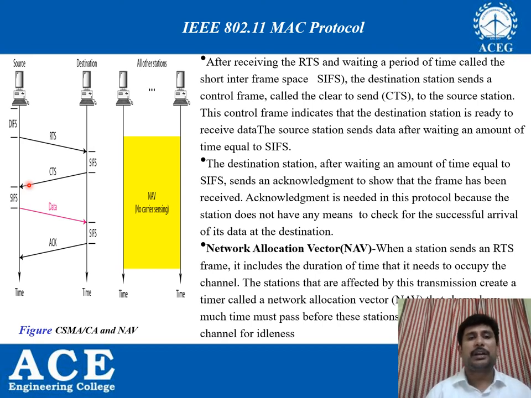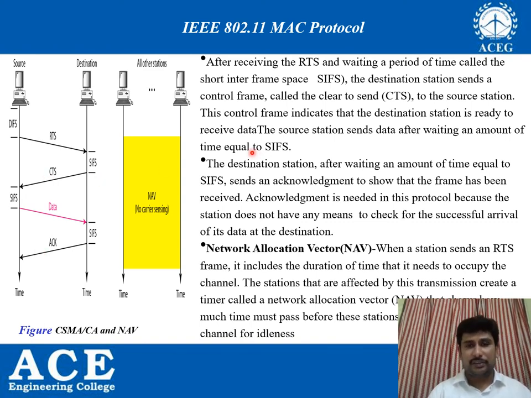Once a clear to send command is received by the source, the source waits for one more smaller interval called shorter interframe space and then sends the data frame. When the receiver receives the data frame, it waits for a small interval called shorter interframe space and again sends the acknowledgement. This is how the transmission is completed.